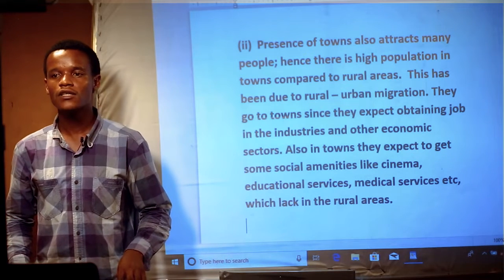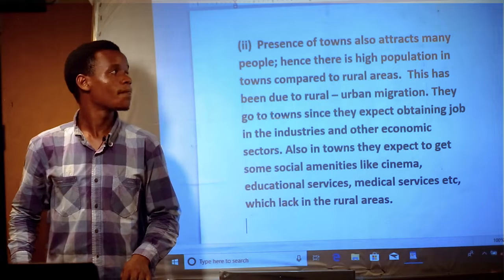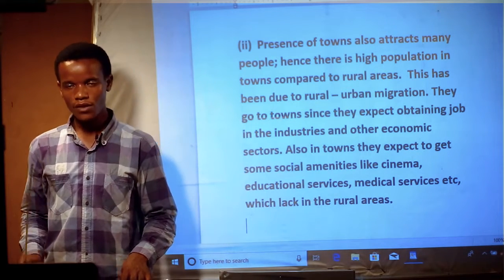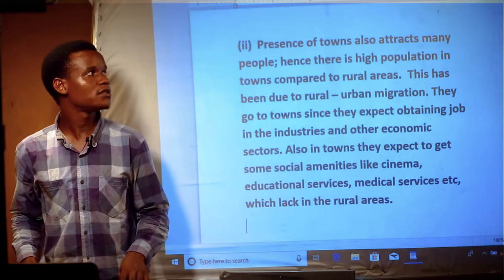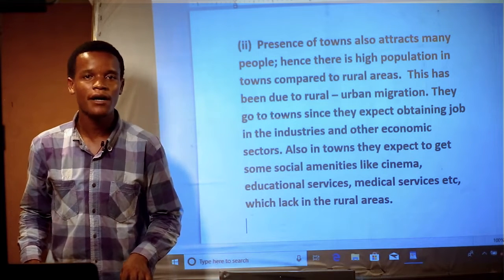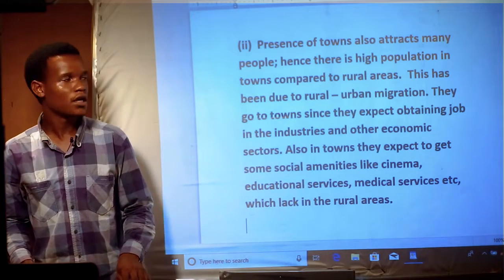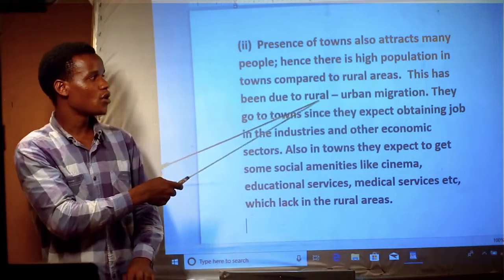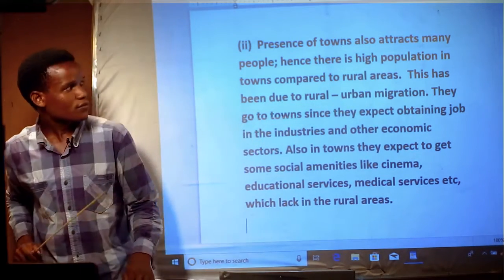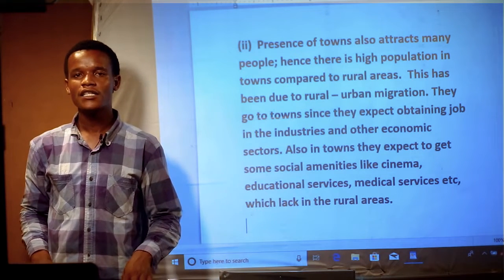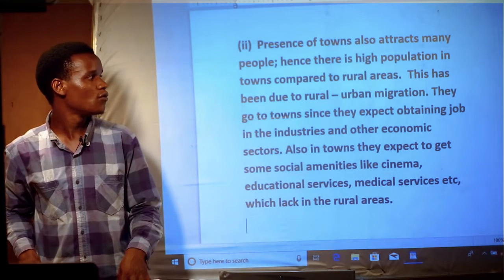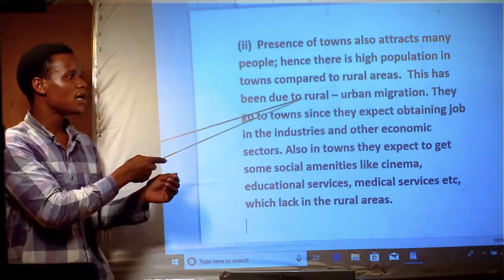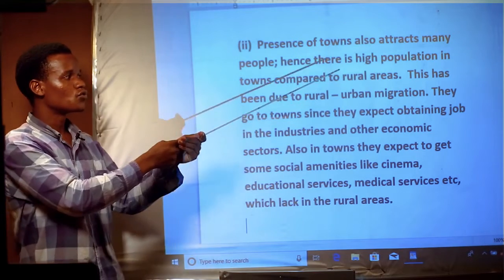Many people are attracted to live in town. So due to that, towns have a large number of people compared to rural area, which contains a small number. This has been due to rural-urban migration. The towns of Nigeria tend to have a large number of people due to rural-urban migration. When you say rural-urban migration, we mean that people move from rural to urban.